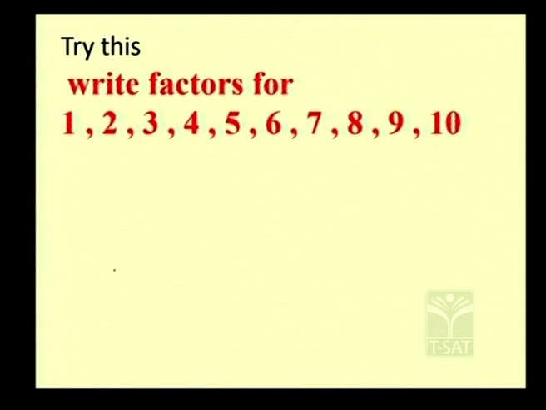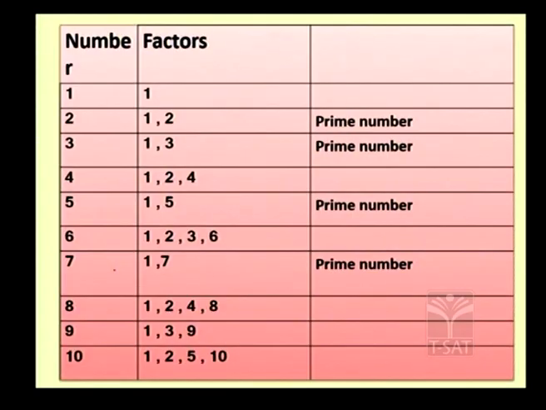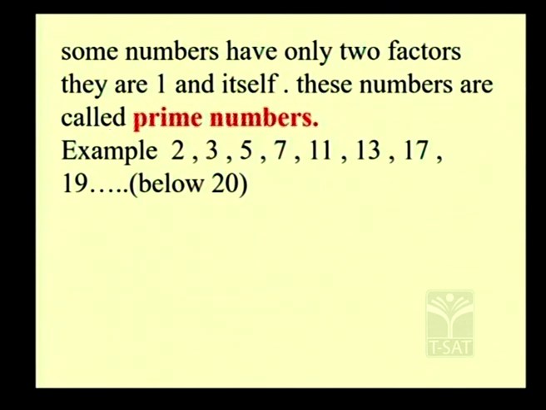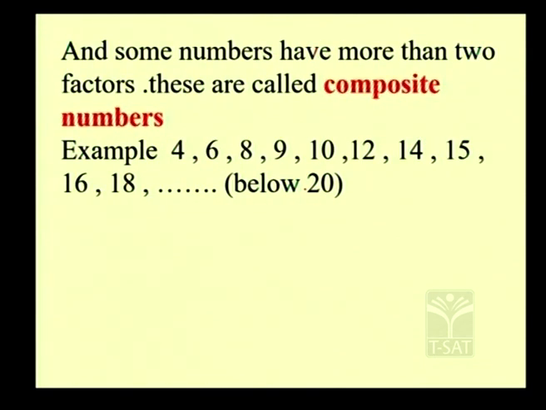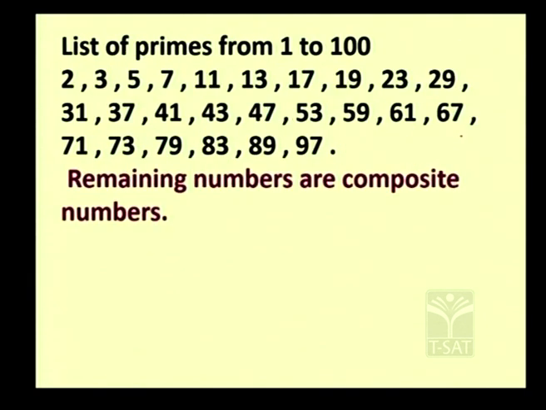After that, we can try to find the factors of 1, 2, 3, 4, 5, 6, 7, 8, 9, 10. See on the chart, some numbers have only 2 factors, some numbers have more than 2 factors. Some numbers having only 2 factors, 1 and itself, are called prime numbers: 2, 3, 5, 7, 11, 13, 17 like that. Other numbers having more than 2 factors are called composite numbers: 4, 6, 8, 9 like this. And this is the list of prime numbers from 1 to 100.